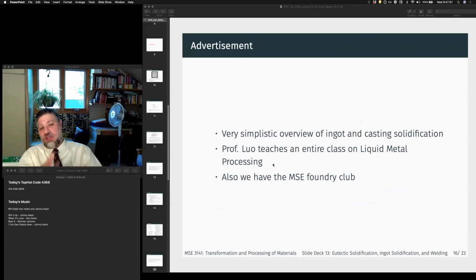So this is a really simplistic overview of ingot casting and solidification. I want you really just to get the flavor of it. Professor Lau teaches an entire class on liquid metal processing, and there's a lot of really good resources in the MSE Foundry Club. So if you're interested in this, there's a lot more that you can explore.